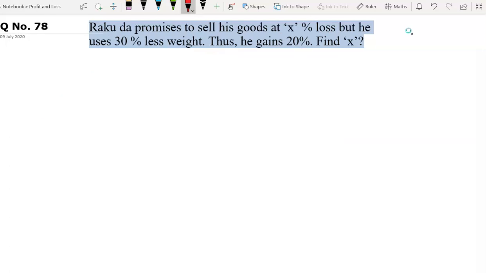Question number 78. Rakuda promises to sell his goods at X% loss, but he uses 30% less weight. Thus he gains 20%. Find X. So let's say Rakuda is selling 100 gram of goods. Cost of 100 gram is rupees 100. So he uses 30% less weight. So 100 minus 30 is 70 gram. So 1 gram is 1 rupee. So 70 will be 70 rupees.